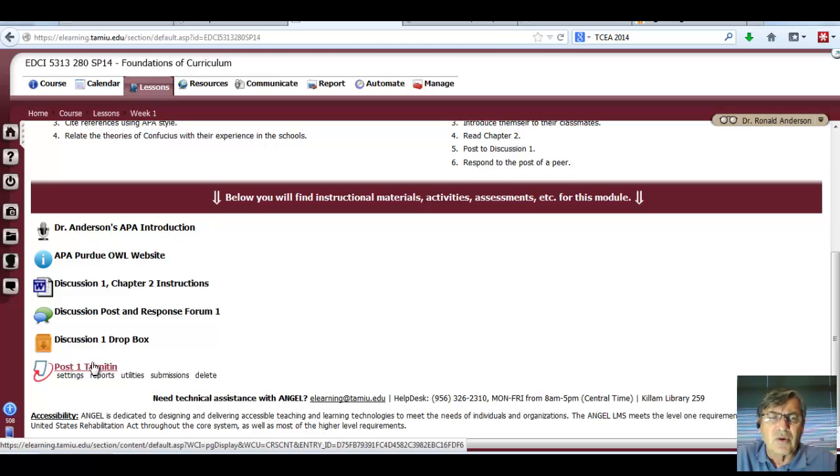It's also important to know about APA, and you can see the APA Purdue OWL website as well as my, Dr. Anderson's, APA introduction. I recommend that you master that, and if you need to, get the APA manual for formatting. It's not that expensive. It's less than $30 from Amazon.com. And if that's new to you and that's going to be difficult, you might want to invest in the manual yourself.